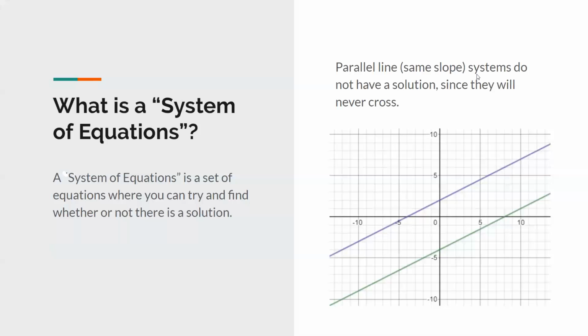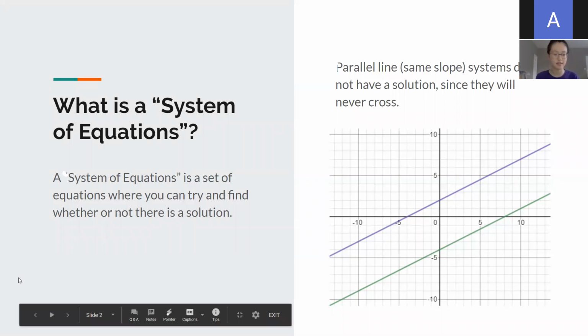And you can see on the right, linear lines which have the same slopes. These systems, if they're parallel, that means that they're never going to cross, and that also means that they won't have a solution.